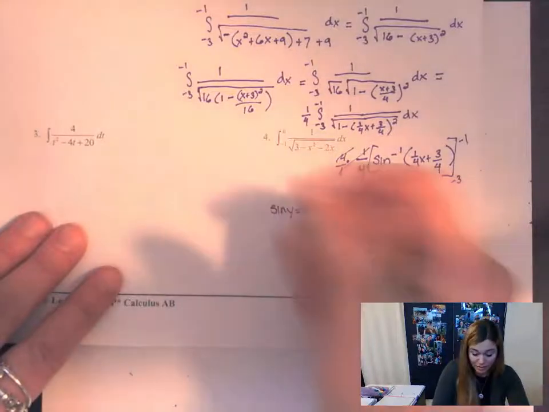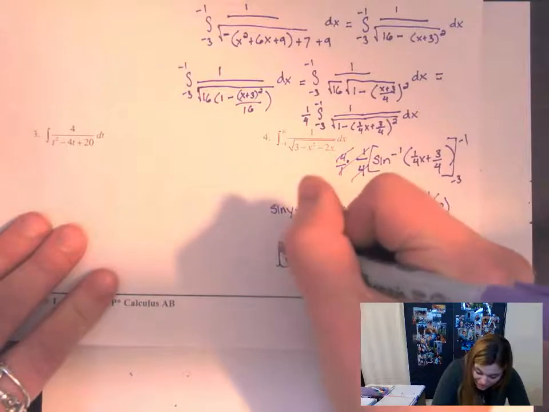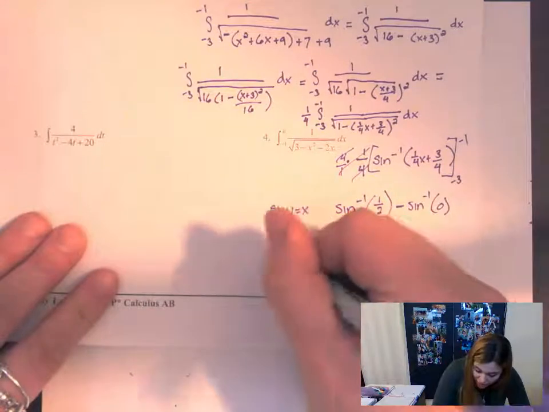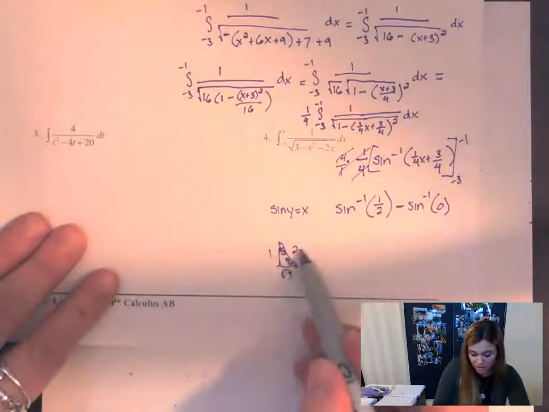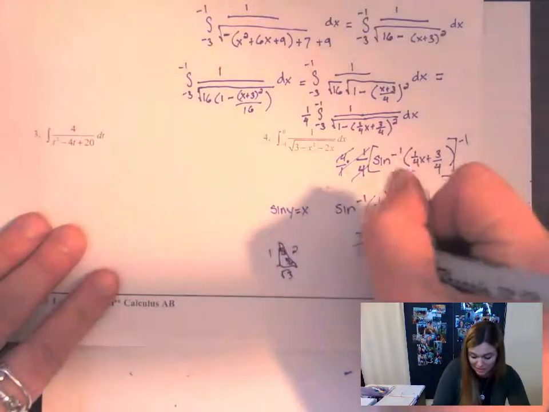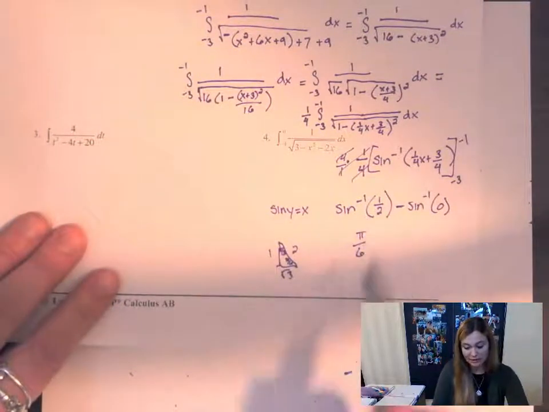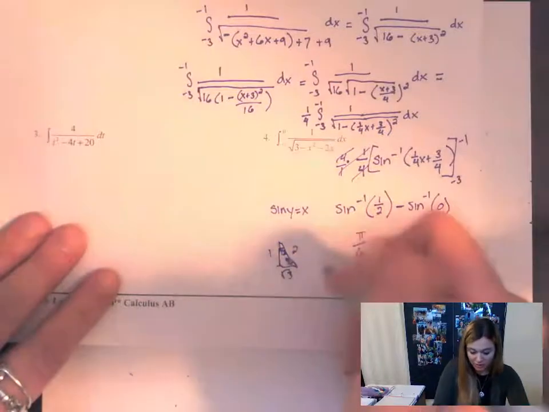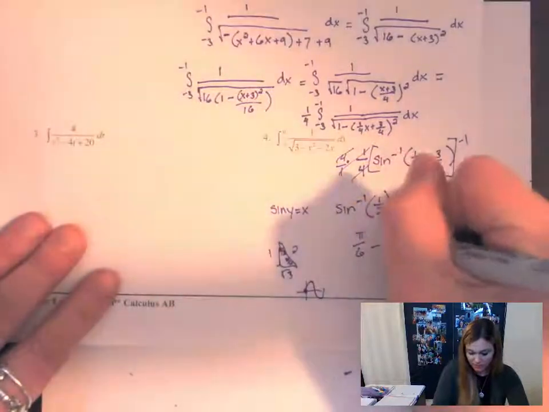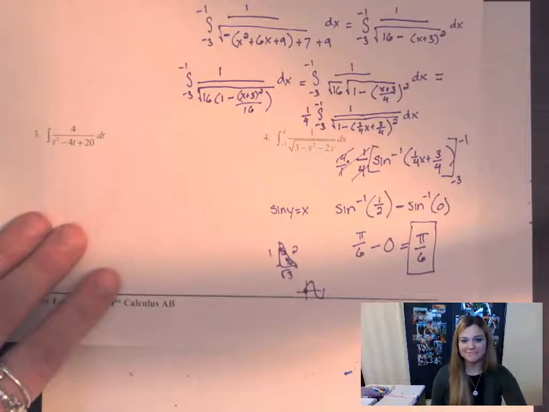And you might even be thinking, well, hold on, if I have pi over 6, this is pi over 3, a triangle that would give me 1/2 would be pi over 6. So sine of pi over 6 was 1/2. So in this case, the arc sine of 1/2 is pi over 6. If I want 0, thinking about a sine curve, sine of 0 is 0. Whew. I get pi over 6.